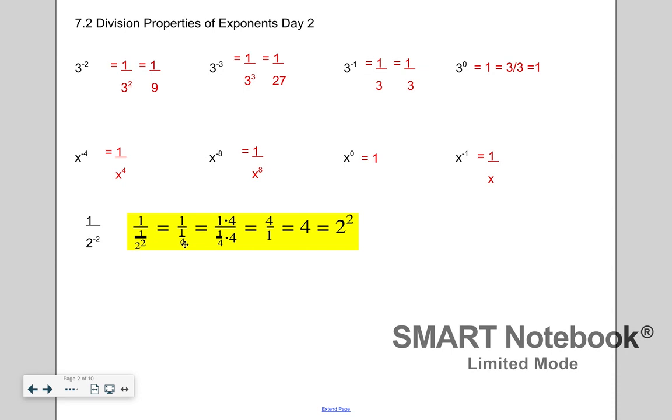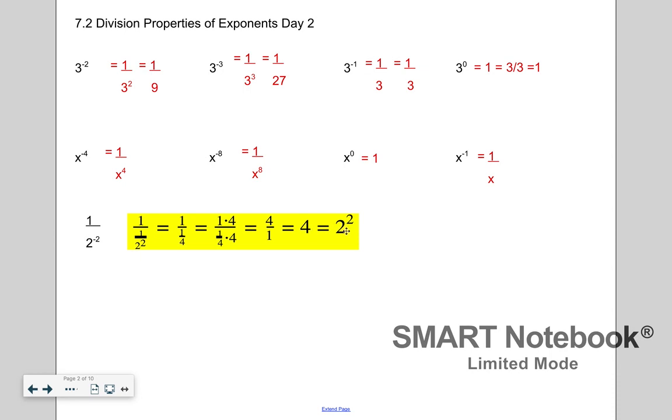Well, that's weird. It looks weird to have a fraction and a fraction. So to make the denominator equal to 1, I said, okay, what do I have to multiply 1/4 by to get 1? 4. So I multiplied top and bottom by 4. 1/4 times 4 is 1. 1 times 4 is 4. 4 divided by 1 is 4. I also rewrote 4 as 2 squared.